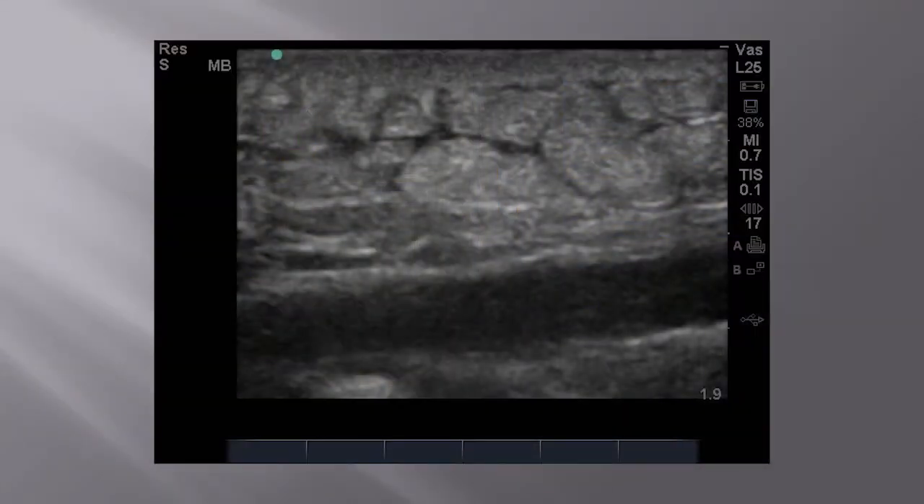Here's a nice abscess. Is this ripe and juicy and ready to drain? No, it's not. This is what we call cobblestoning. All right, looks like the back alleys in Italy. All right, so this is an abscess. This is a transducer here.